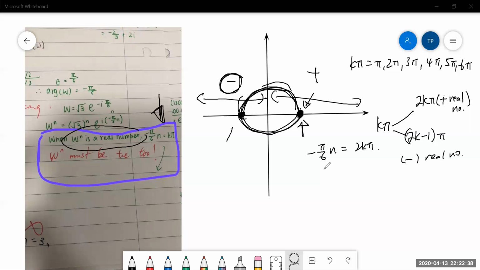Yeah. Wait, but then it gives me negative 12. When I work it out, it gives me n equals negative 12, because it's negative pi over 6. Then there will be a negative there, but it's positive 12. So n will be equal to negative 12k. What did the question ask for? Find the smallest positive integer n such that Wn is a positive real number.